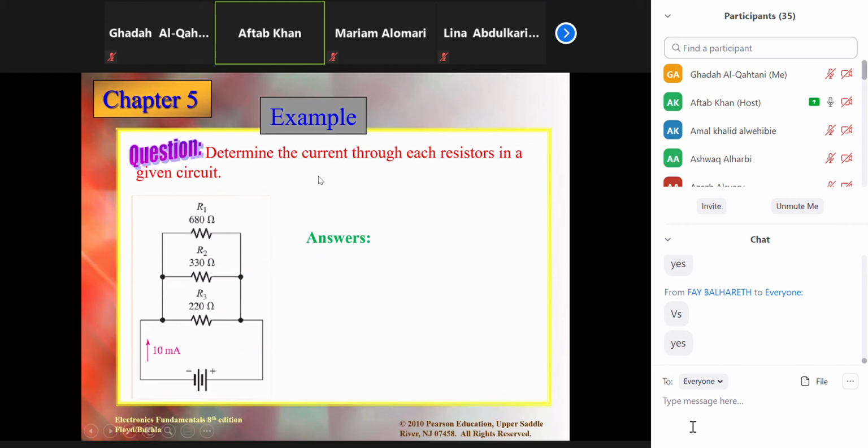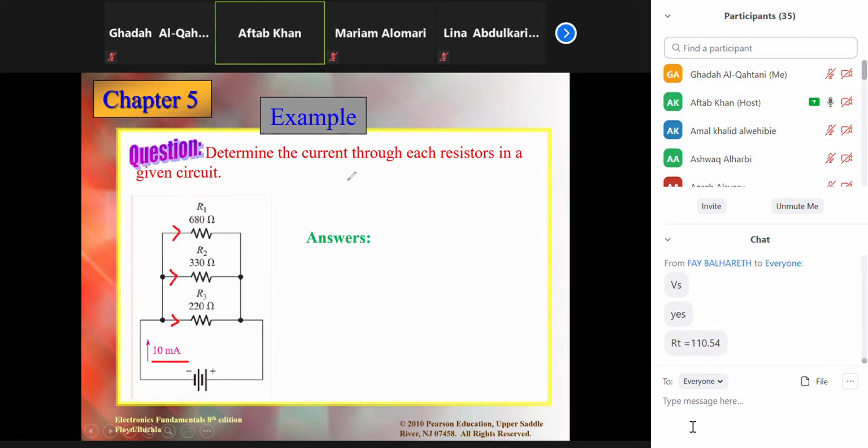Okay, see this one. Determine the current through each resistor in the given circuit. Is this a parallel or series circuit? Parallel circuit. So we can apply the current divider rule. The current comes from the source, so the current flowing in the source branch is the total current. Keep in mind, because this is the source. And now it is splitting into this current and this current.